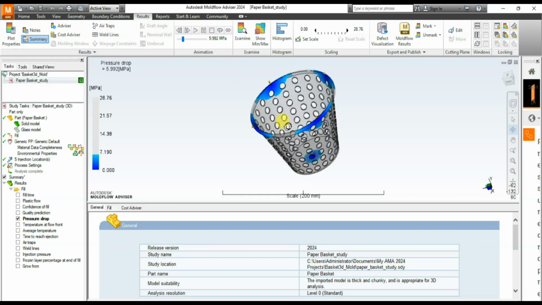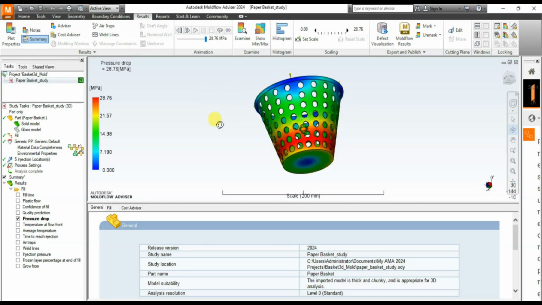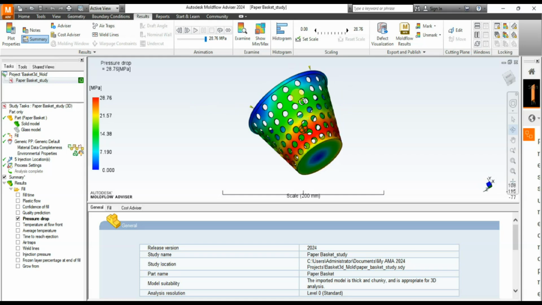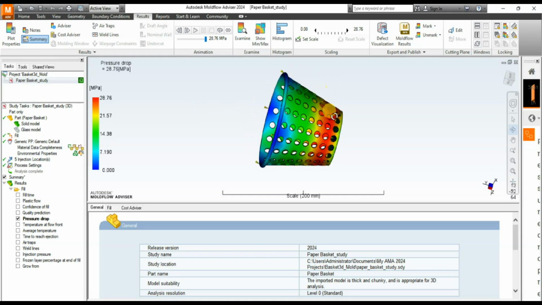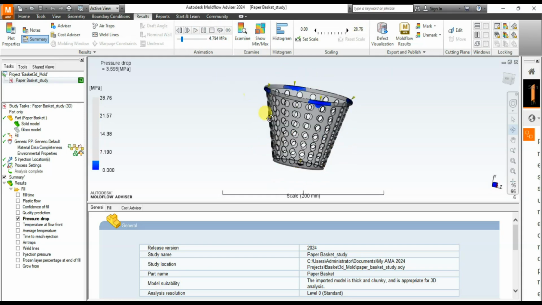Now let me play back the animation and see how this goes. This is the simulation animation of the production time. You can see that the flow is being taken from the injection locations to the bottom parts of this waste paper basket. Let me play that back so you get to see it more clearly from another angle. You can see that it's going from top to the bottom.